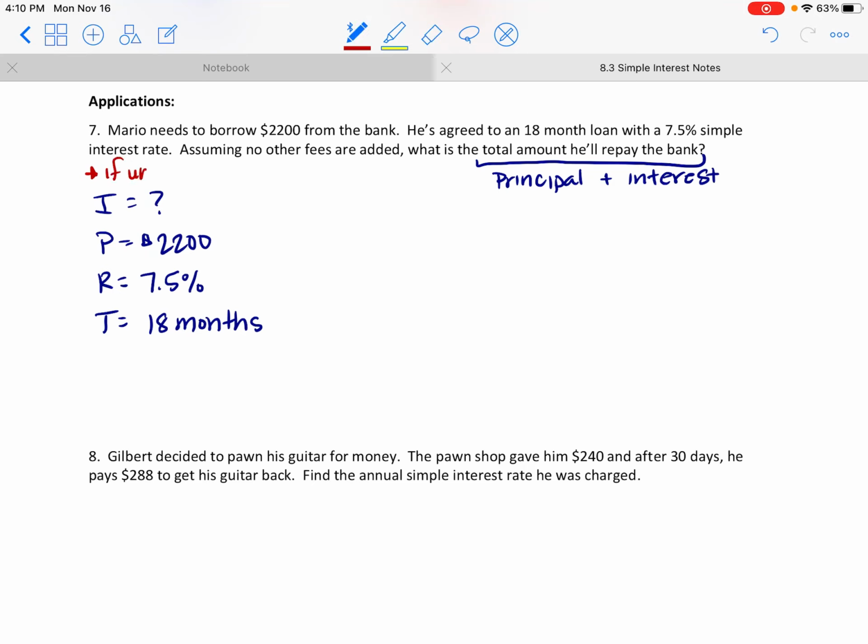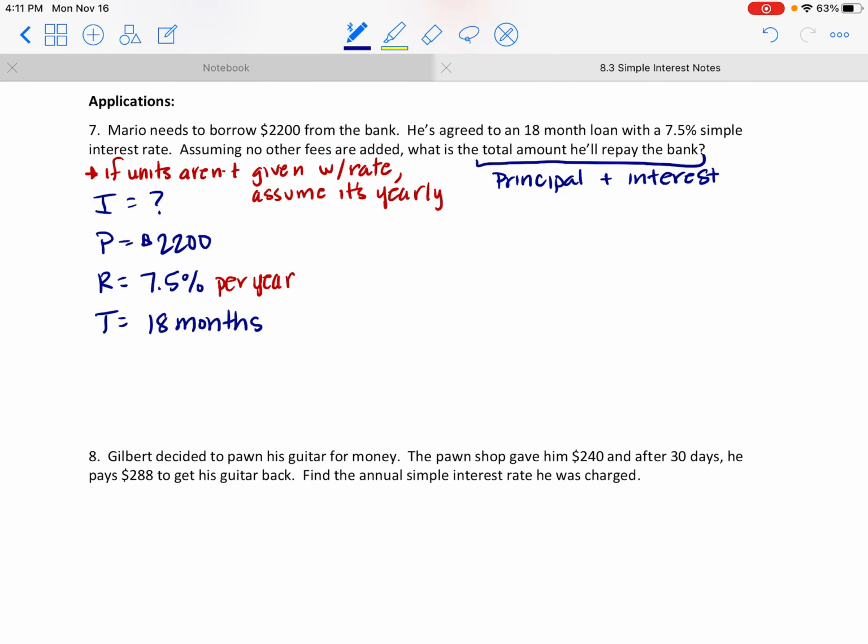If units aren't given with the rate, assume, I hate to assume things, but this is what we do. We assume that it's yearly. Okay, it's implied that it is yearly. Okay, so this is going to be per year.